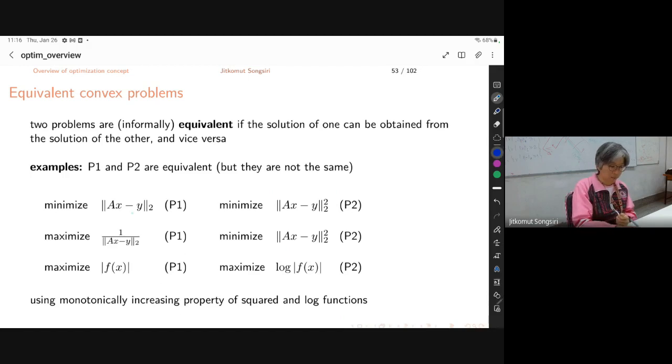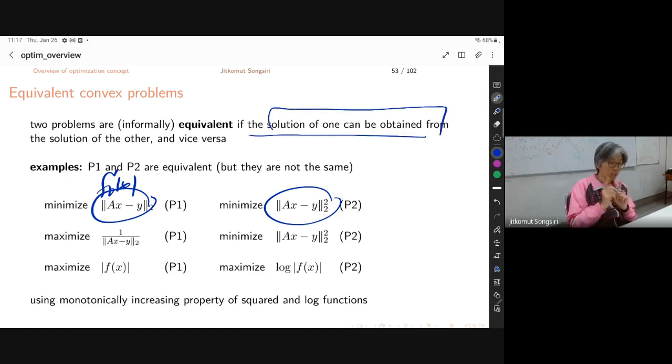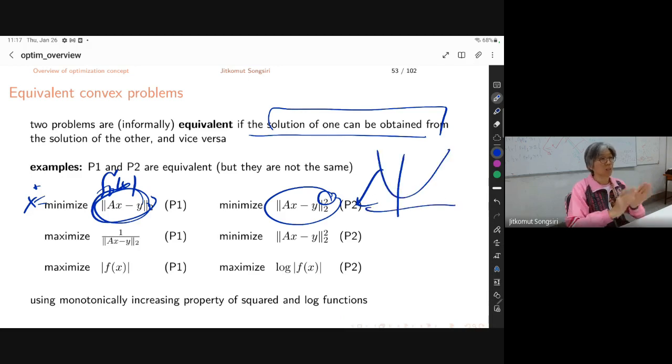Okay, first one, let's see. If you minimize the two-norm of Ax minus y alone, it's going to be the same as minimizing the two-norm squared. They are not identical problems because the objectives are not the same function, one without the square and the other with the square. But according to this definition, the solution x star that solves P1 is the same as the x star that solves P2, right? With or without the square, the point x star is the same, because the square function is increasing.